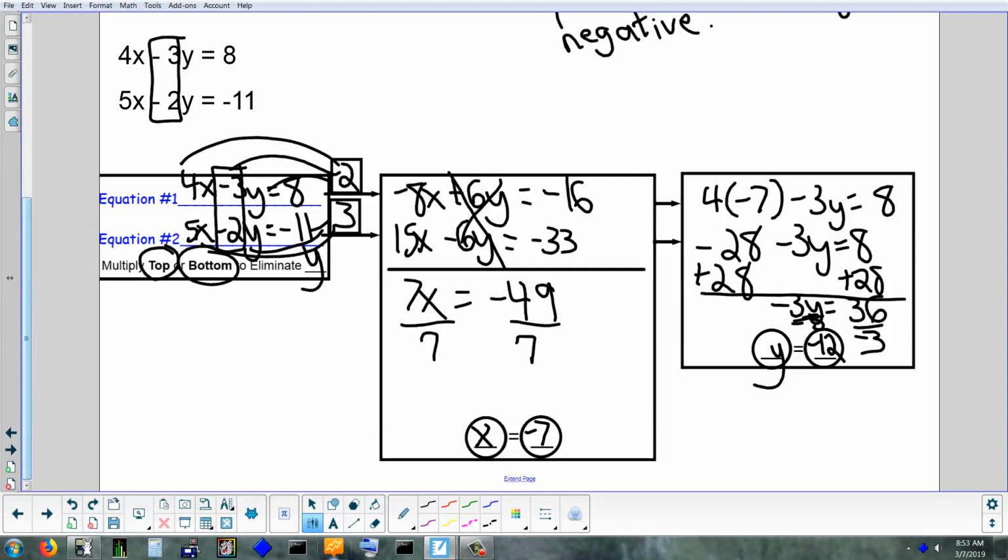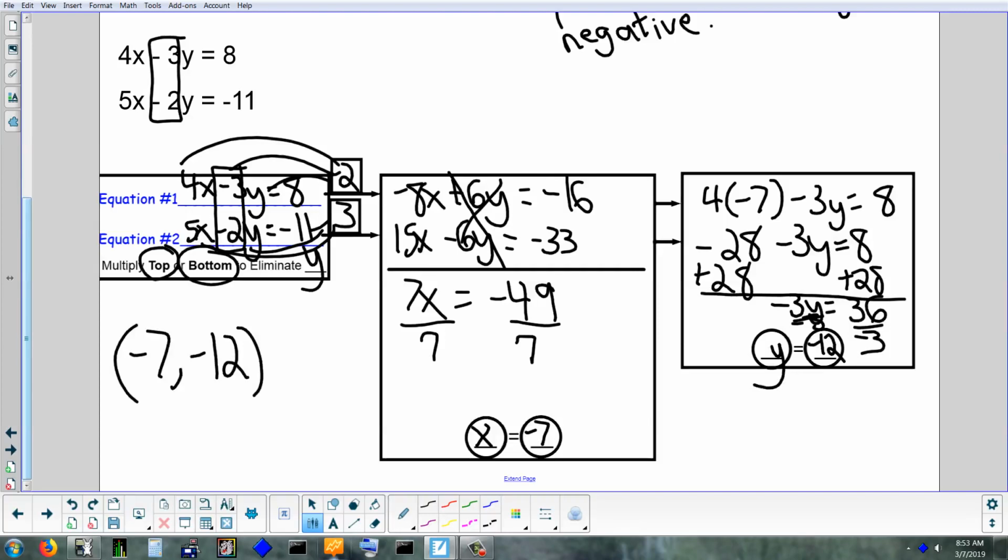Now, last thing for this one. If this is a multiple choice, what would the answer look like? Ellie? -7, comma, -12. All right?